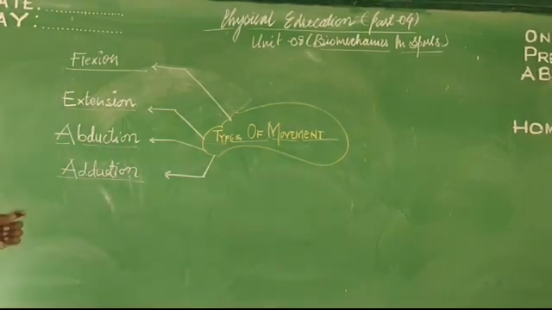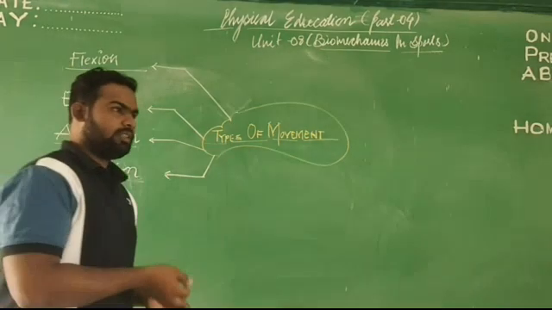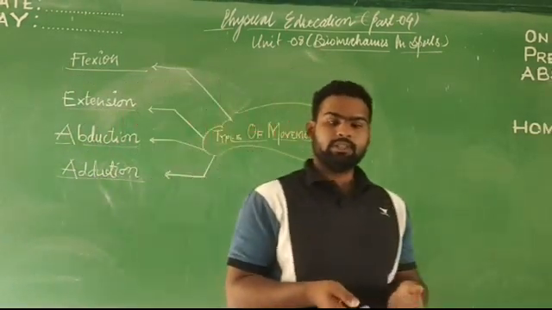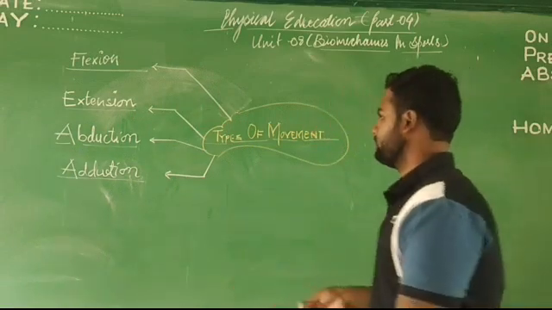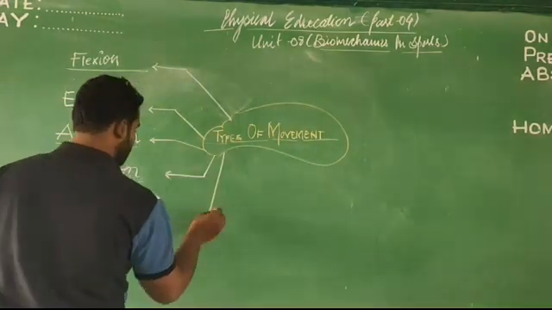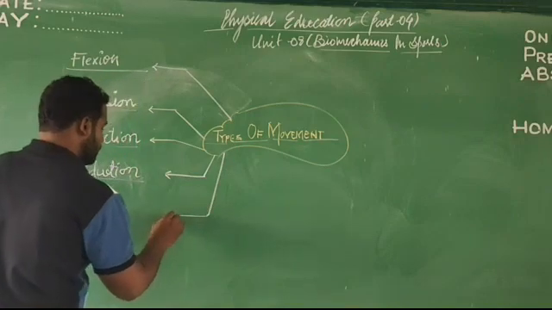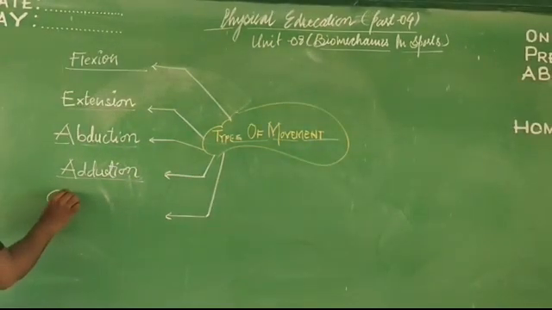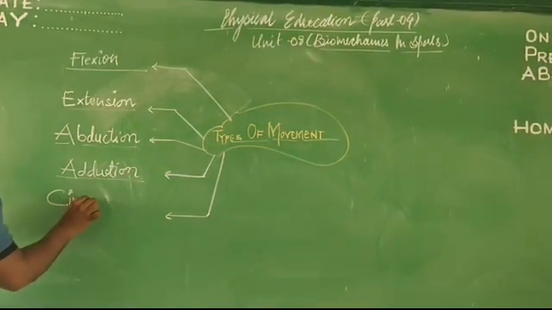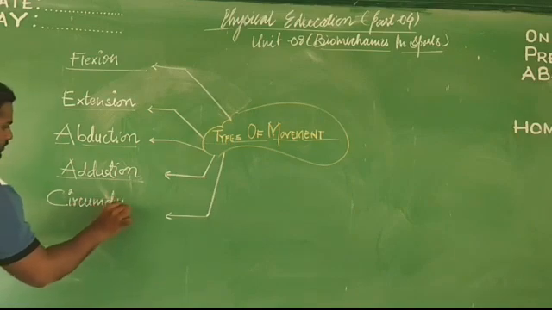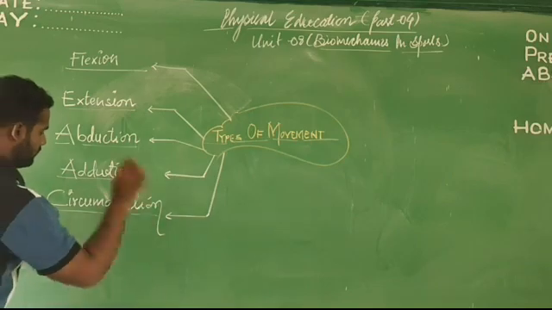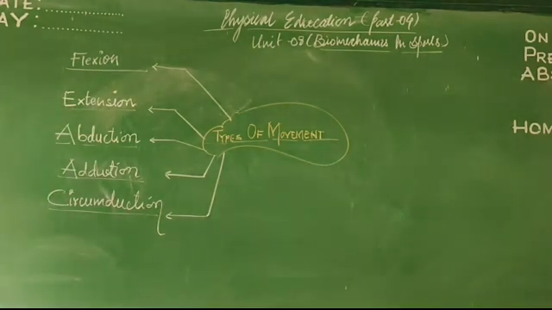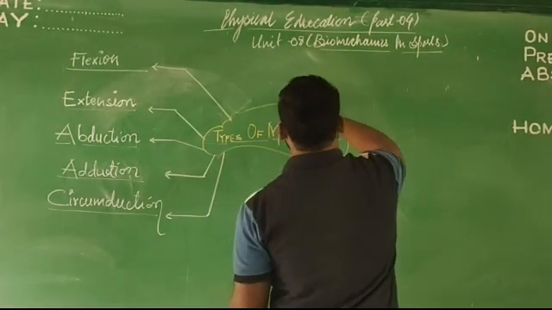Right? Now, why am I telling you all this? These things are very important. These consist of 5 marks. Okay? Now, circumduction. Let's move on and learn the next thing.